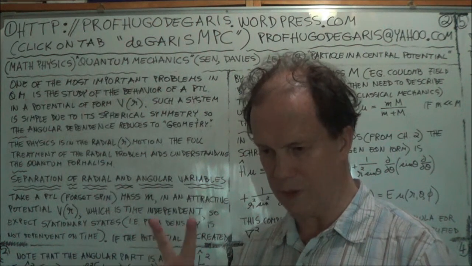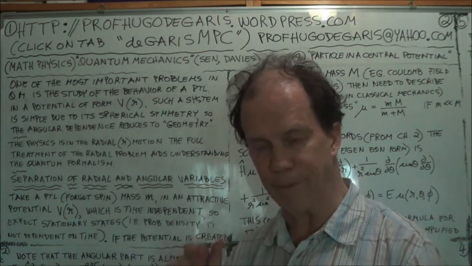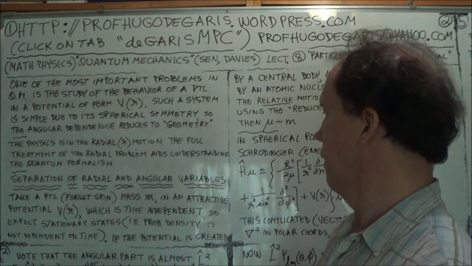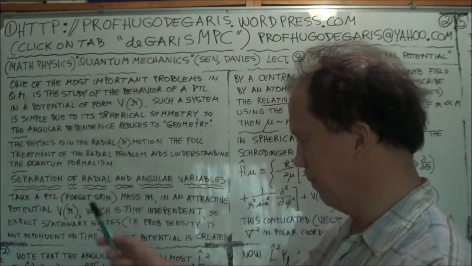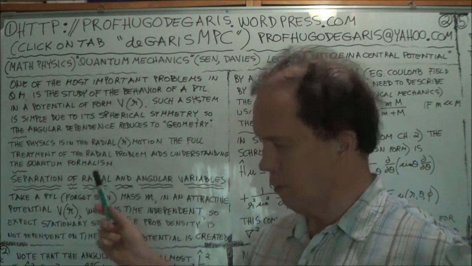The other is a function of the two polar angles, theta and phi. Okay. All right. Now, so let's set up the problem, the model we'll be using.